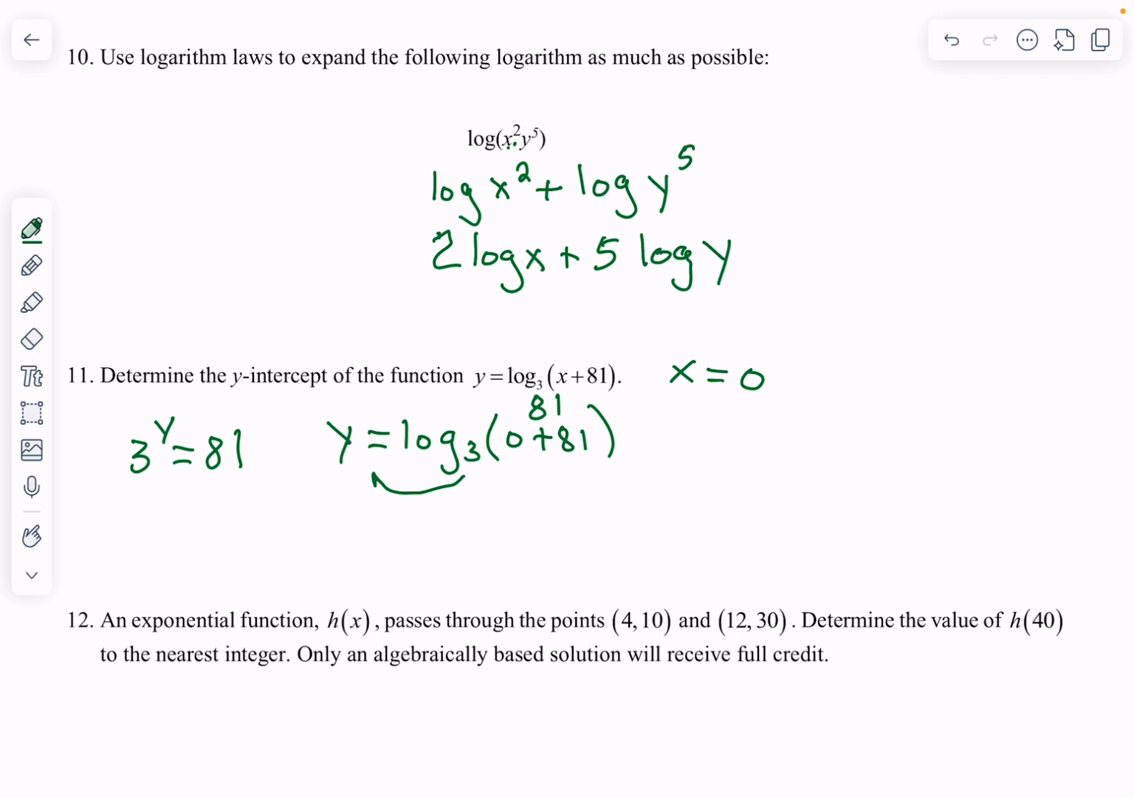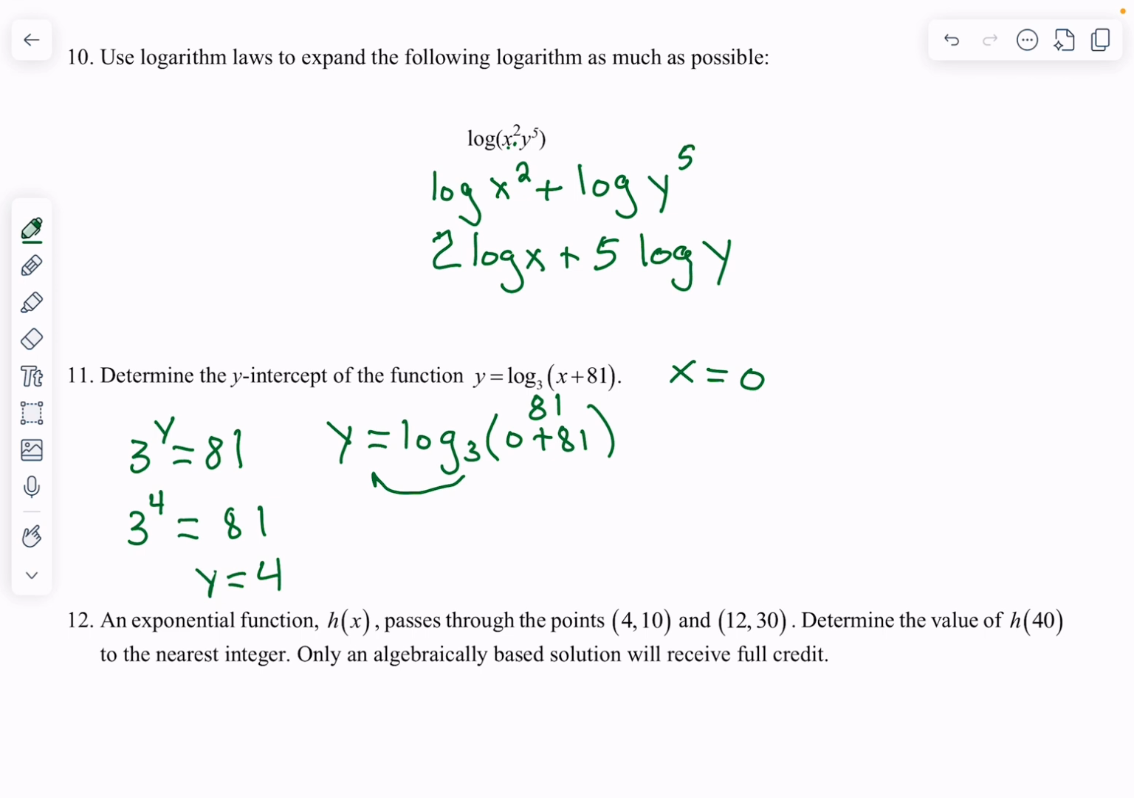So 3 times 3 is 9, that's 2 already. 9 times 3 is 27, and 27 times 3 is 81. So 3 raised to the fourth power is equal to 81. So y is equal to 4.